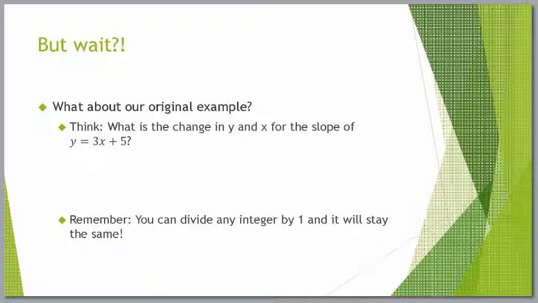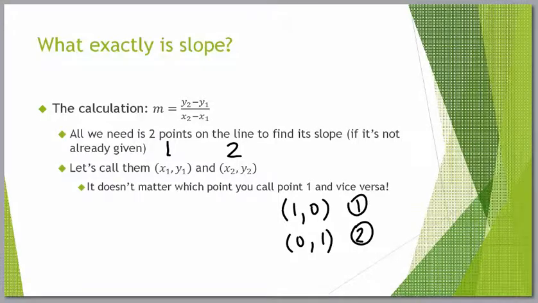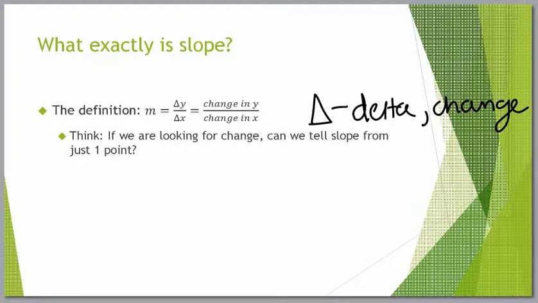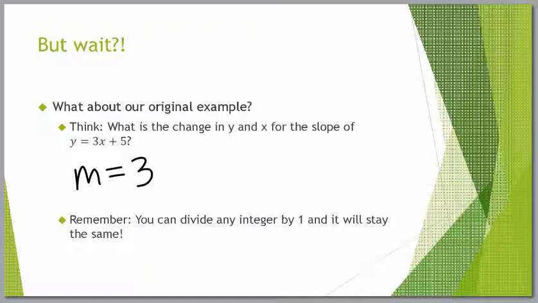We had y equals 3x plus 5. So let's think about it. What would the change in y and x be for the slope in that equation? Well, our slope would be attached to this x here, our coefficient for this equation, which is 3. So our slope, m, equals 3. If we look back here, we're looking for change in y over change in x. Well, we don't have a fraction. Or do we? Well, we actually do.